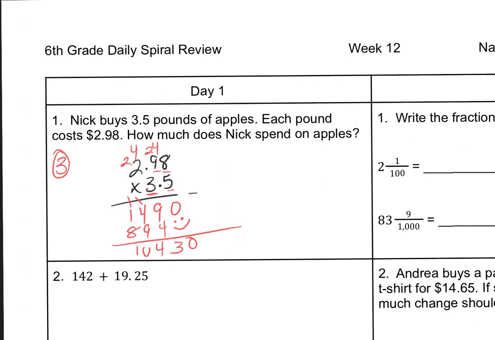8, 9, 10. And remember, you had 3 decimal places, so start over here. Just make sure that you have 3 digits after your decimal. Looks like Nick spends $10.43 on apples.